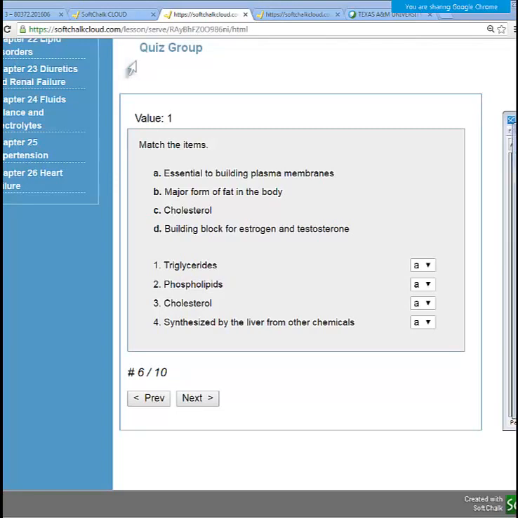And then this one is kind of weird because it has cholesterol as both an answer and a question. Right? So that makes it kind of hard. So triglycerides. Let's go with B. Major form of fat in the body.